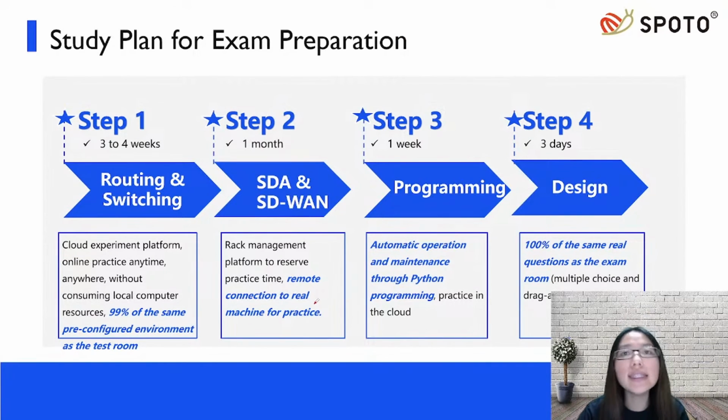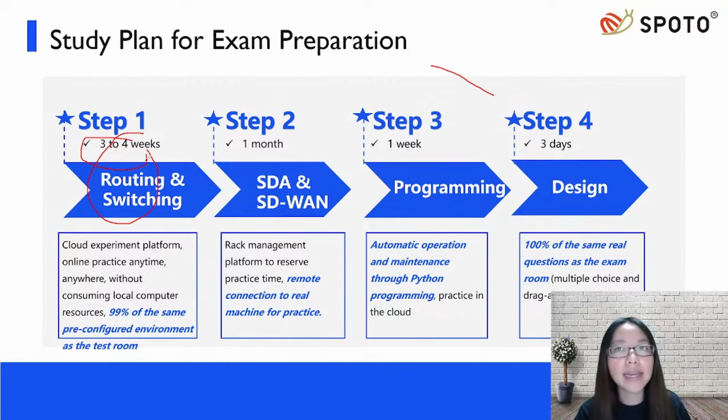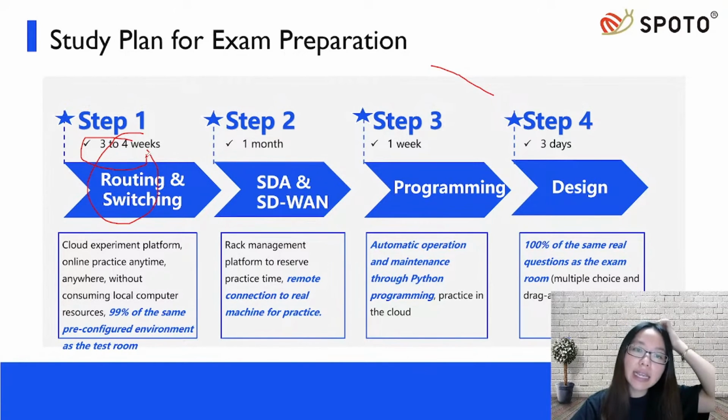As the CCIE lab has 2 modules, we deliver lab services and learning material in stages. In the first stage, we will send the routing and switching solution and the routing and switching rack. The learning cycle is 3 to 4 weeks. Through the routing and switching rack practice, there is no need to consume local computer resources. Practice anytime, anywhere. Once you have completed the first stage, we will help you verify the quality of your practice.